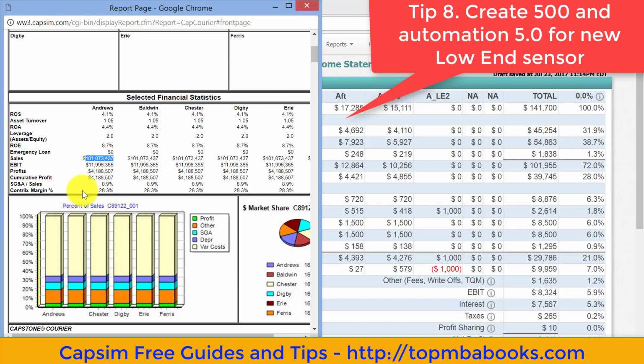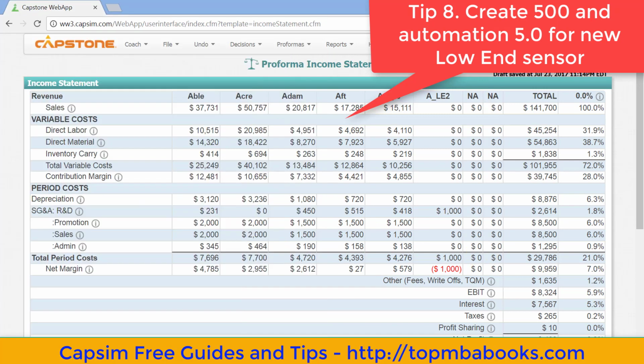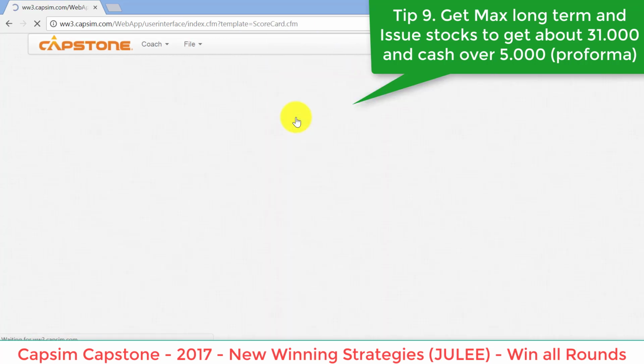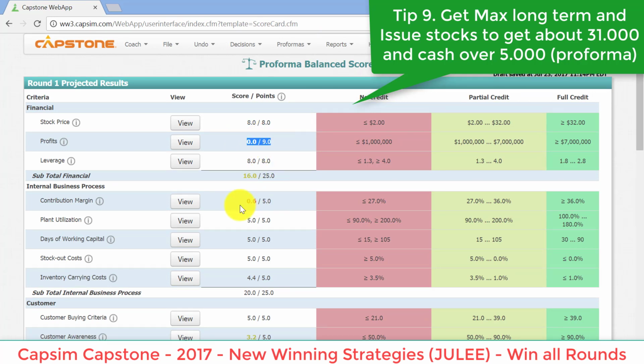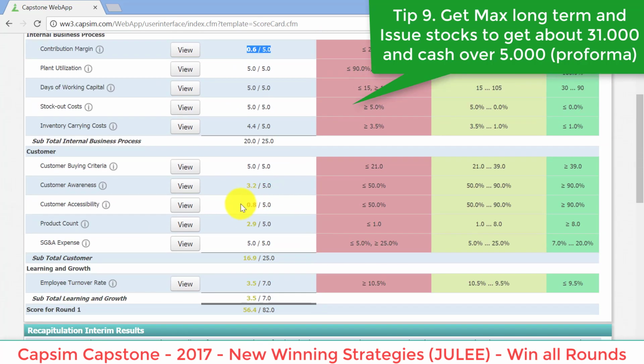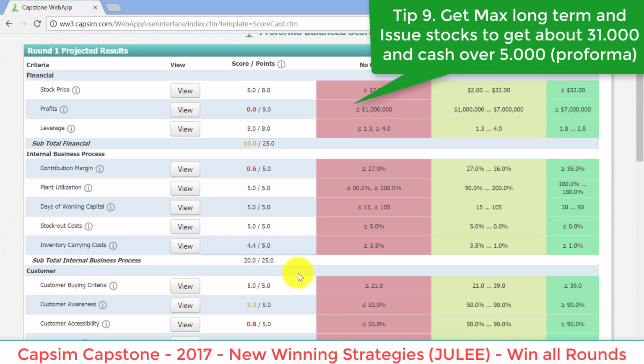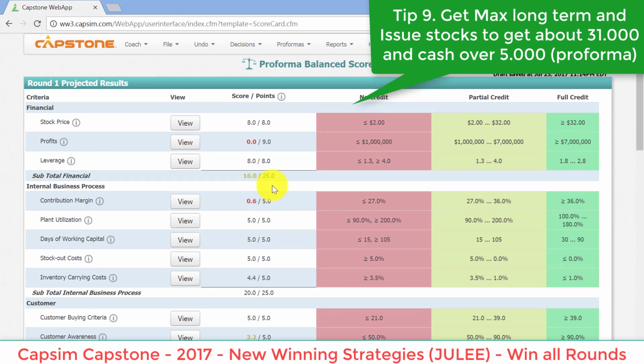And also we check the performance, the income statement, with previous year sales. So we can sell 141 million with 5 million net profit. That is good enough. We get a net profit for all 5 product segments. And for the balance scorecard, do not worry about it from the first round, because in the first round no company can get a good balance scorecard. We get 56, it's okay. After round 1, round 2, and round 3, we can get a very good balance scorecard.